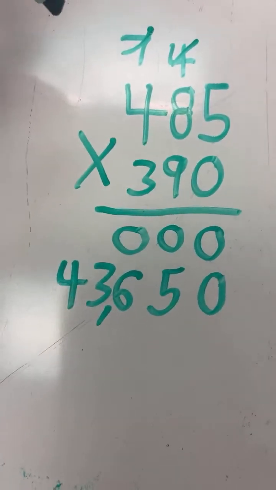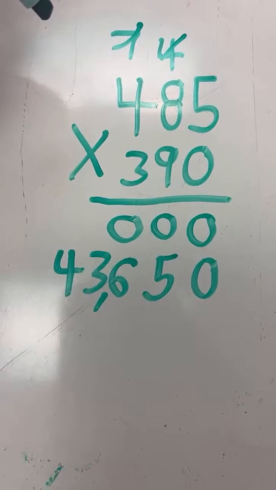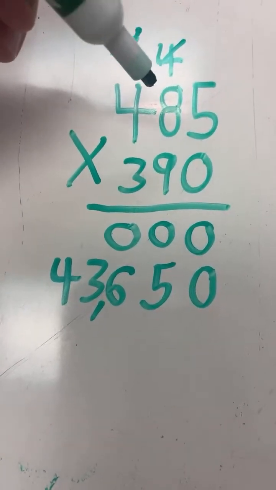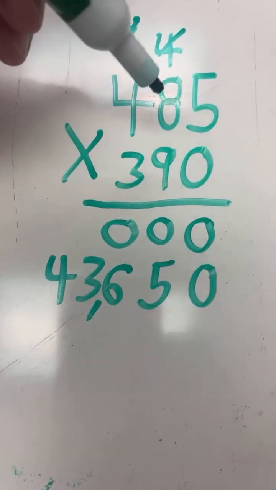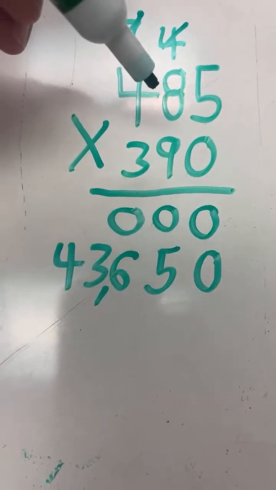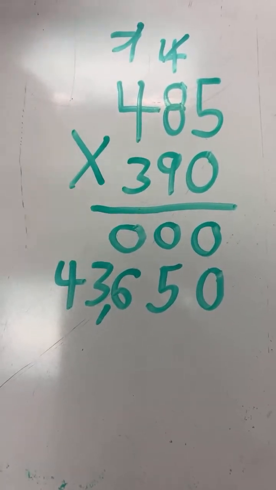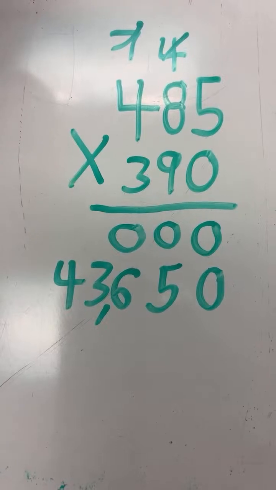Next, we multiply the top 3 digits times the bottom digit in the hundreds place. All right, so here we go. I might be talking a little louder because there's some background noise, and I don't want you to hear the background noise right now.